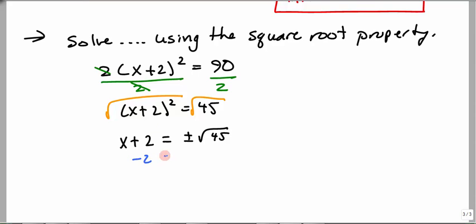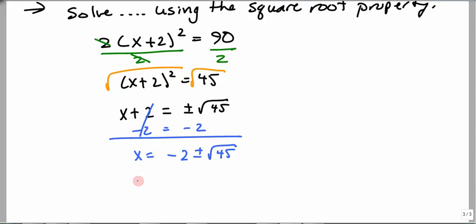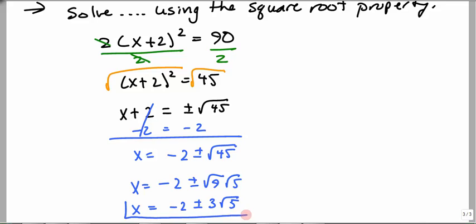Solving for x, I'd subtract 2 from both sides, cancel, and I have x equal -2 plus or minus the square root of 45. Now this answer is not complete because I can simplify this quite a bit. There's a factor of 45 that's a perfect square, and that's 9, so I could break this up into root 9, root 5. So I get x equal -2 plus or minus the square root of 9 is 3 square roots of 5. So this is my solution.